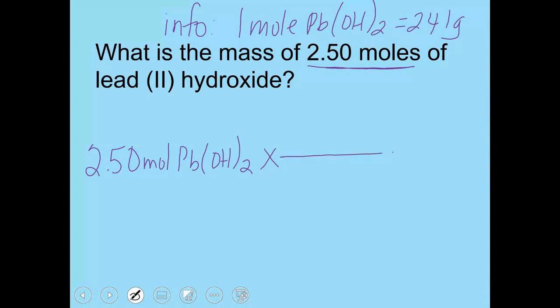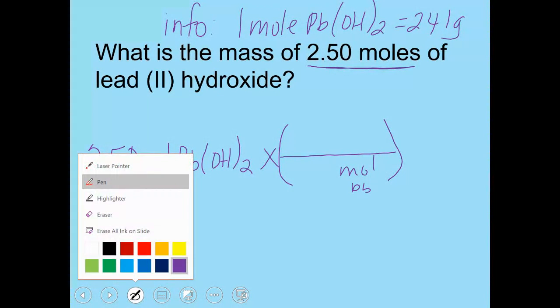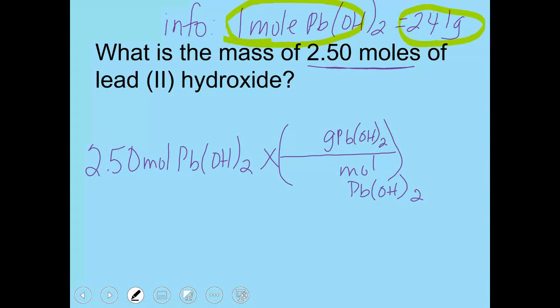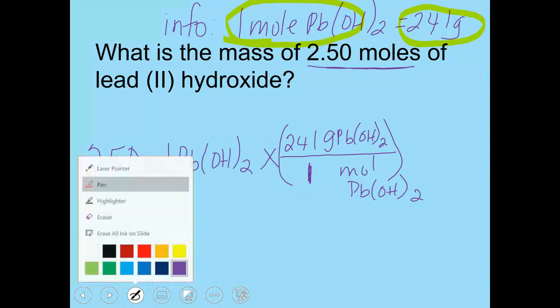We set up the conversion factor. We need moles of lead hydroxide on the bottom. Oh goodness, that looks terrible. That was supposed to be a P. We need moles of that on the bottom, and we need grams of it on the top. And we've got that relationship right up here because we know that 1 mole is equal to 241 grams. So we can use that 1 mole is 241 grams to fill that in.